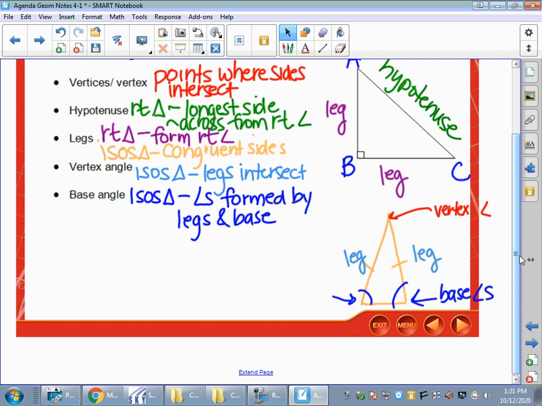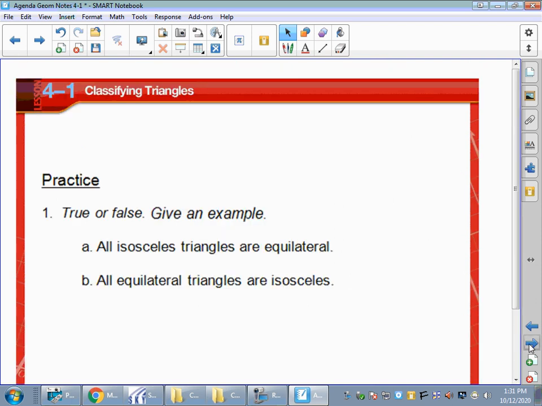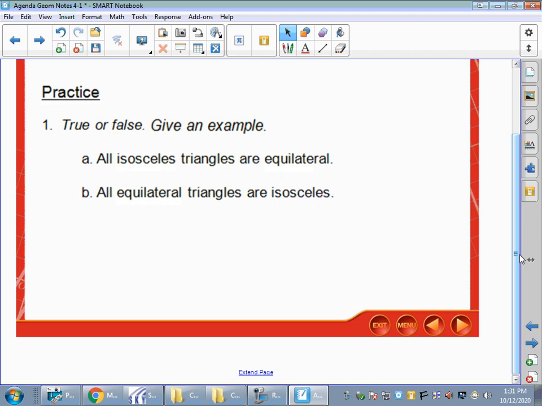All right, so let's do a couple practice problems. I think that's all the content stuff, so let's just talk about a couple of things. The first things are some true or falses. Give an example. Is this true or false? All isosceles triangles are equilateral.